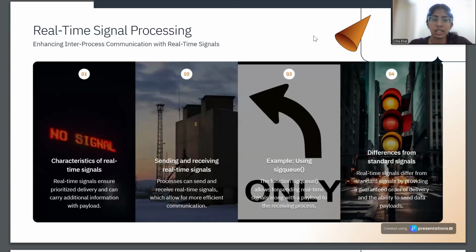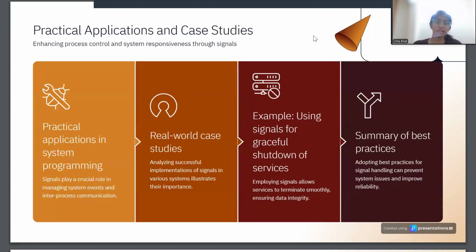Next, we're going to see real-time signal processing. The characteristics of real-time signals ensure prioritized delivery, and they can carry additional information with a payload. Next is sending and receiving real-time signals. Processes can send and receive real-time signals, which allow for more efficient communication. Next is an example, sigqueue. This function allows for sending real-time signals along with a payload to the receiving process. Next is the difference from standard signals. Real-time signals differ from standard signals by providing a guarantee of order of delivery and the ability to send more data payloads.